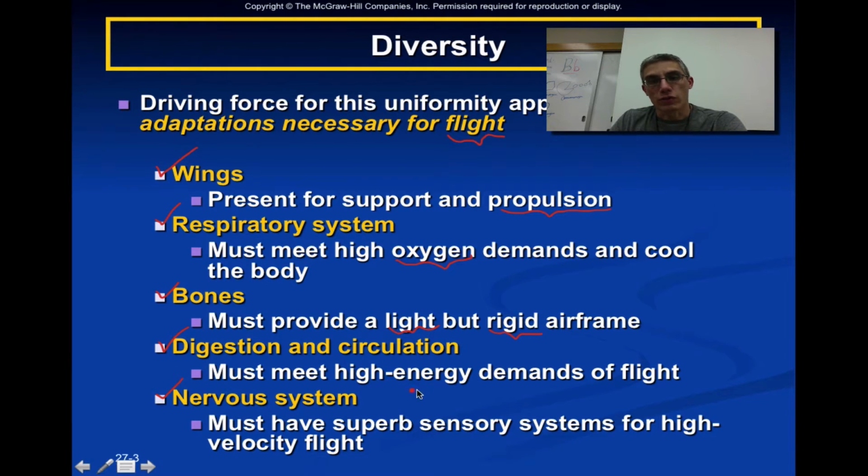And of course, the nervous system. You had to have superb sensory systems for what we would consider a high velocity flight. In other words, flight that might take place rather quickly. So if you think about it, if you're an animal that's flying through the air, there's a chance that there might be obstacles that you're going to have to avoid. And having a superb or efficient nervous system would be required to make sure that we avoid such obstacles.